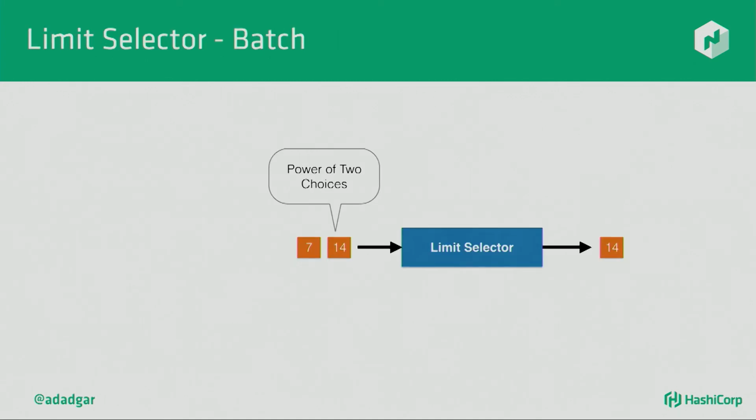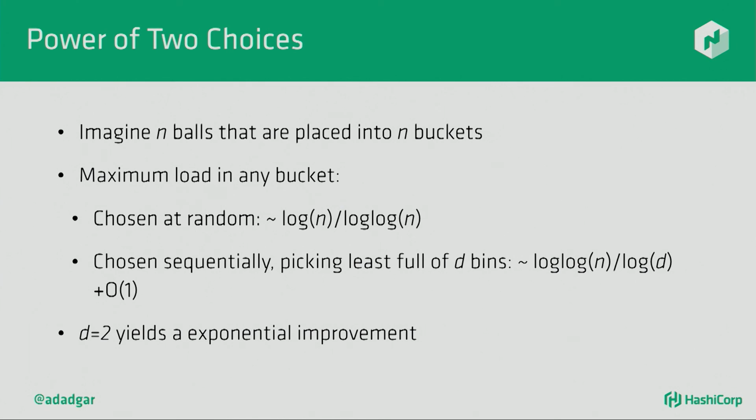So what we do is for batch jobs, we use a technique called power of two choices. So what the limit selector will do is actually only look at two nodes, and it'll pick the highest rank of just the two nodes. So in this case, it would pick a rank of 14, which was not the max score possible given looking at every node, but it's pretty high. The reason we can get away with this is an insight that originally came out of load balancing research.